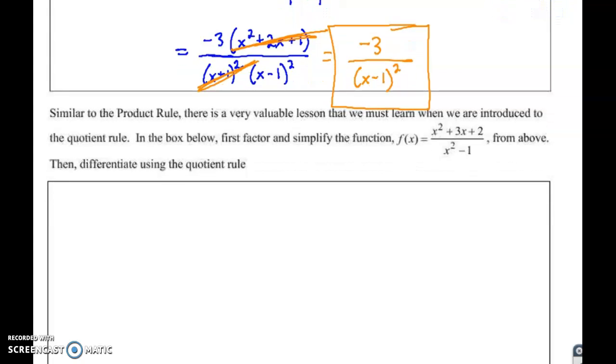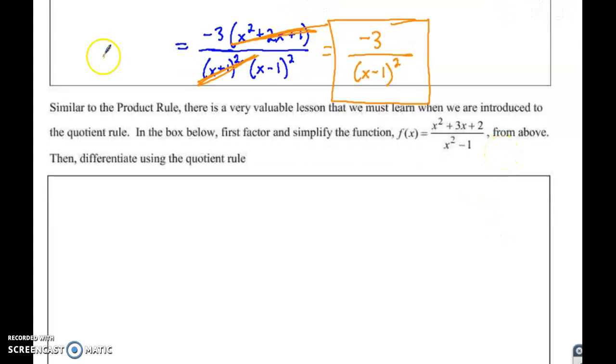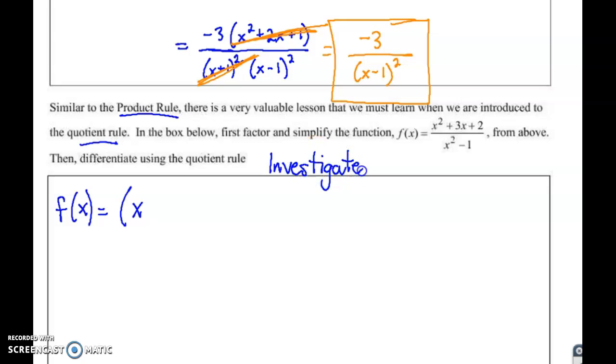I think this author wants you to recognize that the quotient rule is just the product rule in its simplification, because in case you didn't know, you could have rewritten this problem. I'm not going to work through this. This is a good investigation problem, so I'm just going to ask you on your own to investigate. Will you get the same answer if you were to rewrite this problem as x squared plus 3x plus 2 times x squared minus 1 to the negative first power?